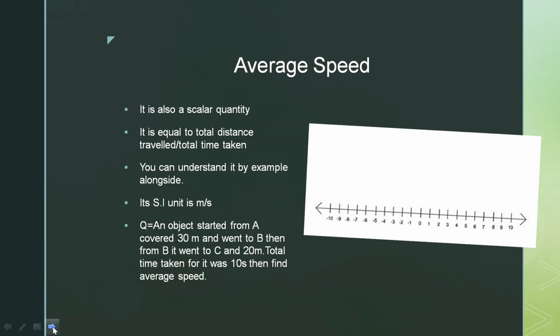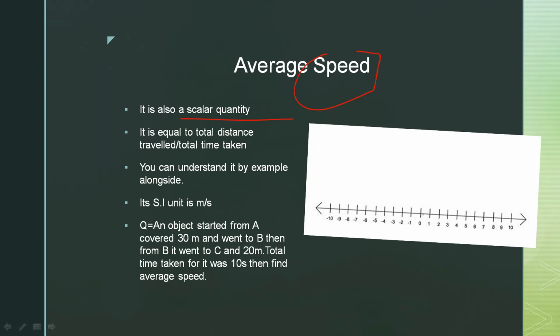Let's proceed. Now we will come to our last topic of this day, average speed. It is a scalar quantity, just like speed. It is equal to total distance traveled by total time taken. Speed was distance by time; this is total distance by total time. You can understand it by the example alongside which I am going to give you now.